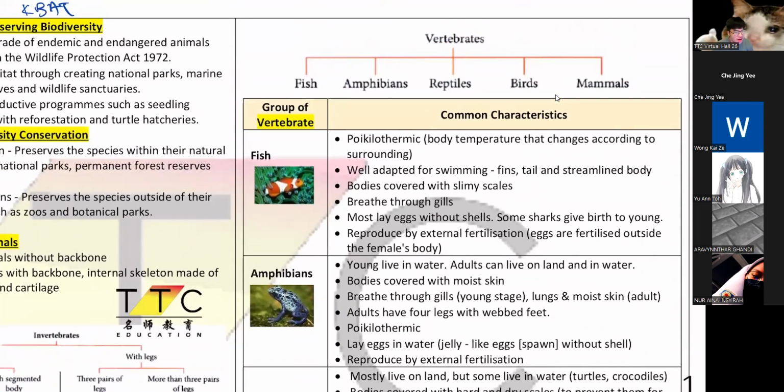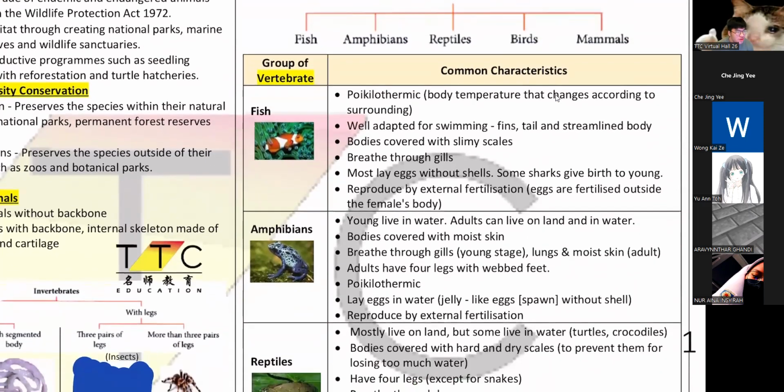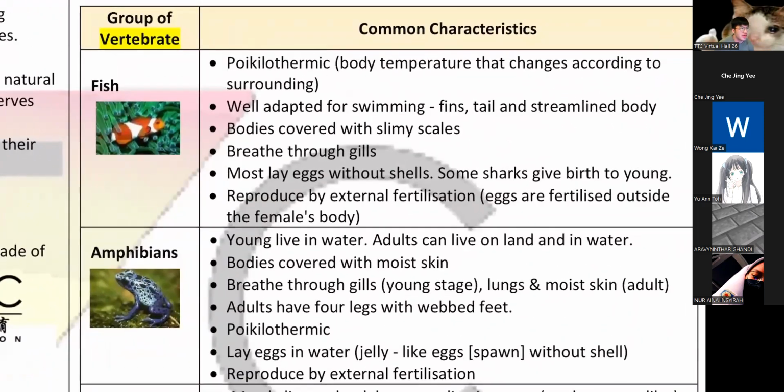Vertebrata. So we have 5 families here. Okay, you have your fish, ikan, amphibian, amphibia, reptiles, reptilia, birds, burung, and of course mammalia, mammals. All right, so this should be very easy for you, right? You have learned this in primary school, right? Or a few months ago, you have learned the same thing too. Okay, let's look at fish.